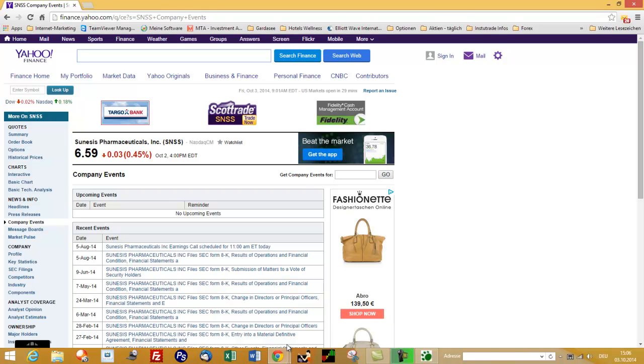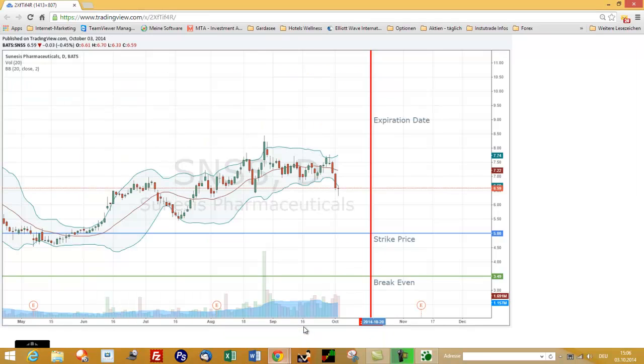The third step I take is to go to a charting tool. I usually take TradingView, tradingview.com. You can find it free on the internet. This is a daily chart of SNSS Pharmaceuticals, and now let's have a look at the technicals on this stock. We can see that price was moving in a trading range between 6.50 and 8.50 during the last 2 months, and currently on Thursday afternoon the stock closed below the lower Bollinger Band and even closed with a nice doji candle.